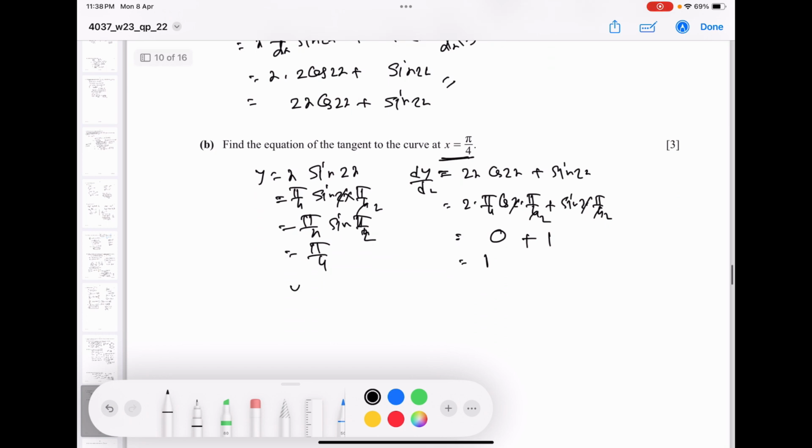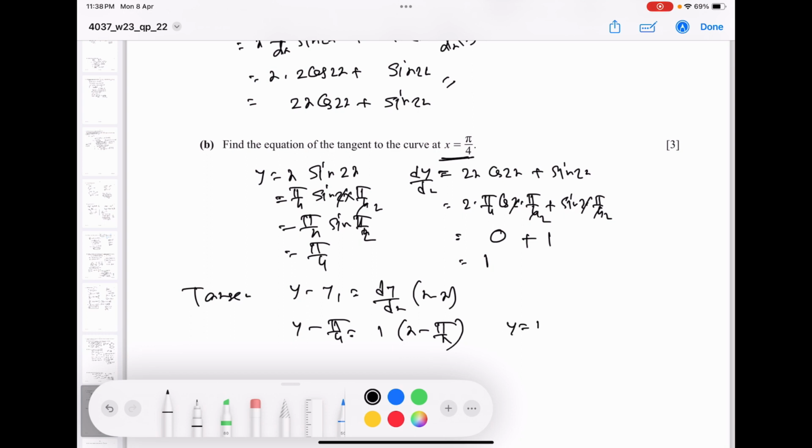We know that y minus y1 equals dy/dx times x minus x1. This is the equation of tangent. So y minus pi by 4 equals dy/dx, which is 1, times x minus pi by 4. Now if we simplify this, pi by 4 will be cancelled from both sides, so y equals x. This is the equation of tangent.